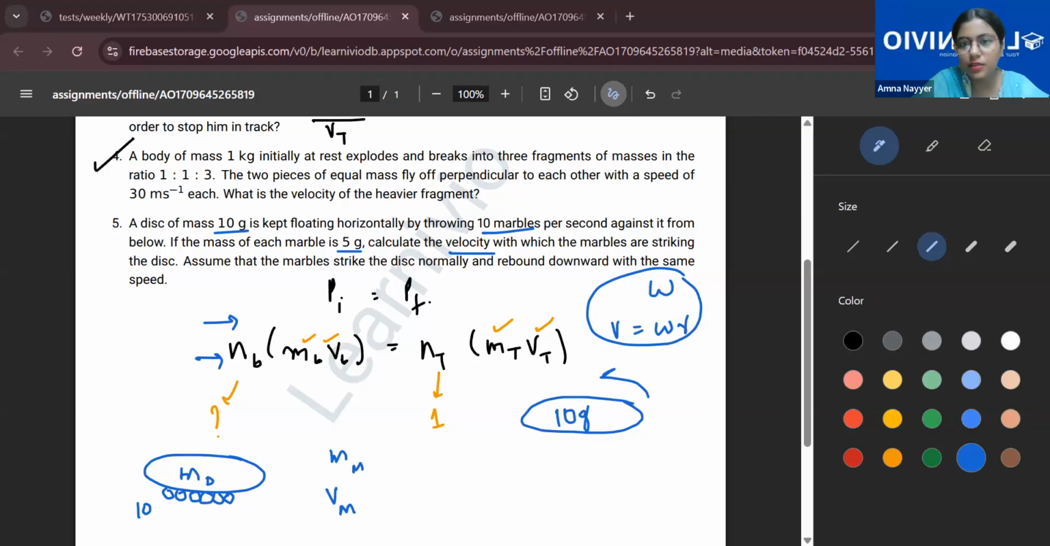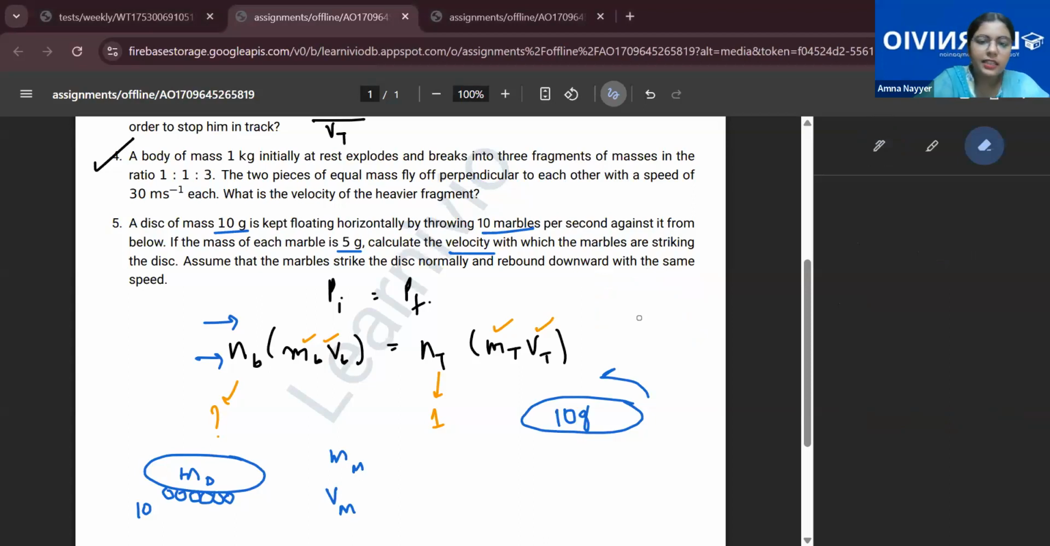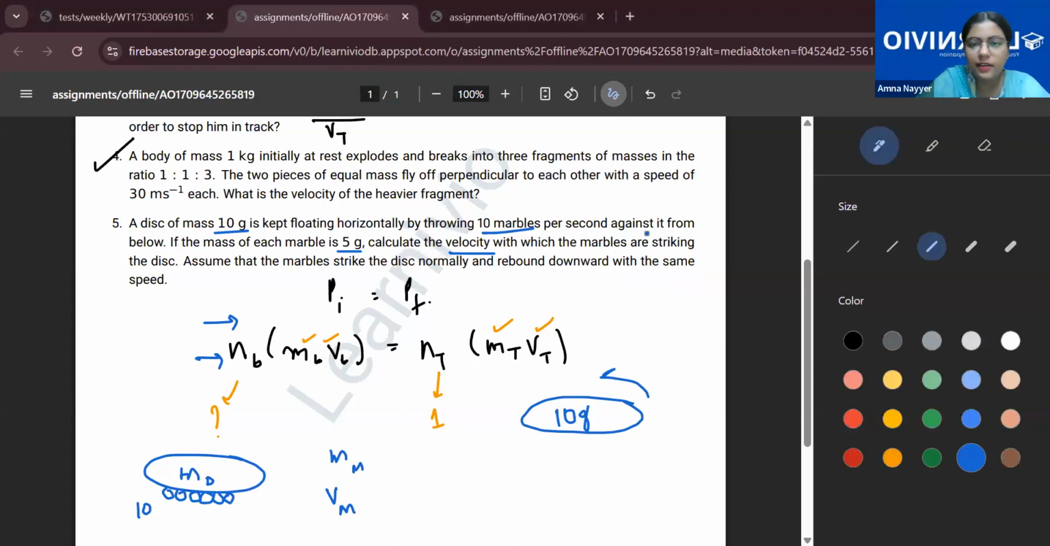Yes, class. There's just one line which is missing here. The angular velocity of the marble is not given. The line is that it has said, assume the marble strikes the disc normally and rebounds downwards with the same speed, and the force exerted is due to the weight of the disc. And it then again says take the acceleration due to gravity as 9.8 meter per second square. So that is just missing here. That's why it wasn't given.